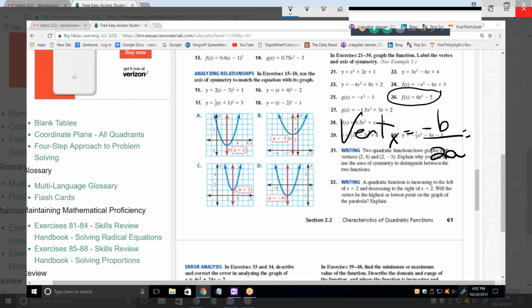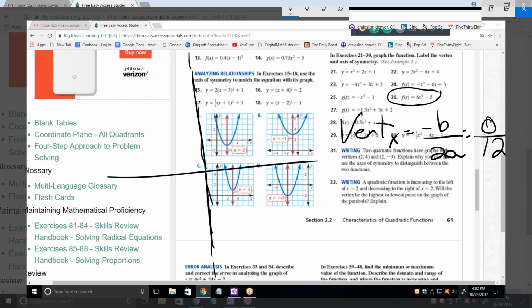So, B. 0 over, so it's 0? Doesn't matter what the denominator is. If the numerator is 0, our answer is 0. Right. Now, plug in 0. In other words, our axis of symmetry is the line x equals 0.